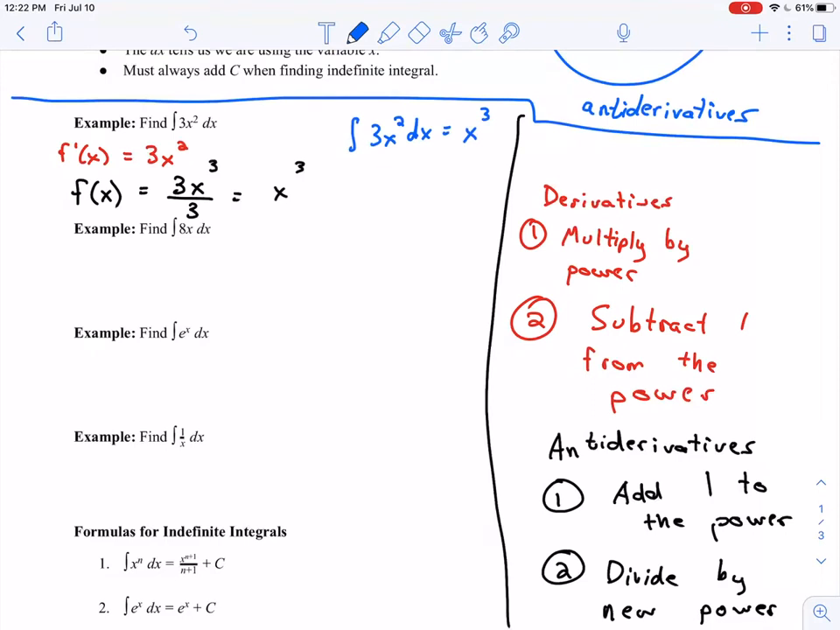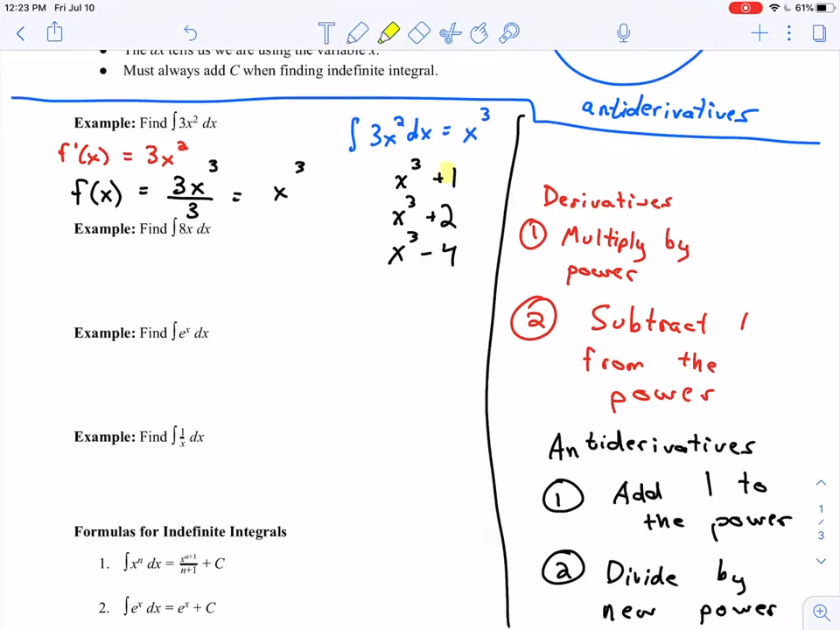But we have a slight other problem here. This is not the only function whose derivative is 3x squared. I could come up with infinitely many more. What if I said x cubed plus 1? The derivative of this function is 3x squared. What if I said x cubed plus 2? Derivative of that function is 3x squared. Or x cubed minus 4. Derivative of that function is 3x squared.